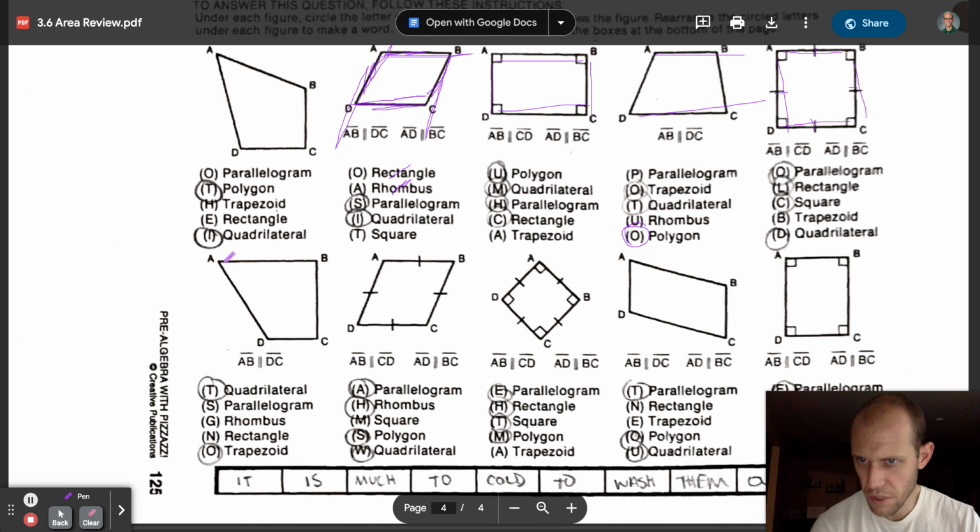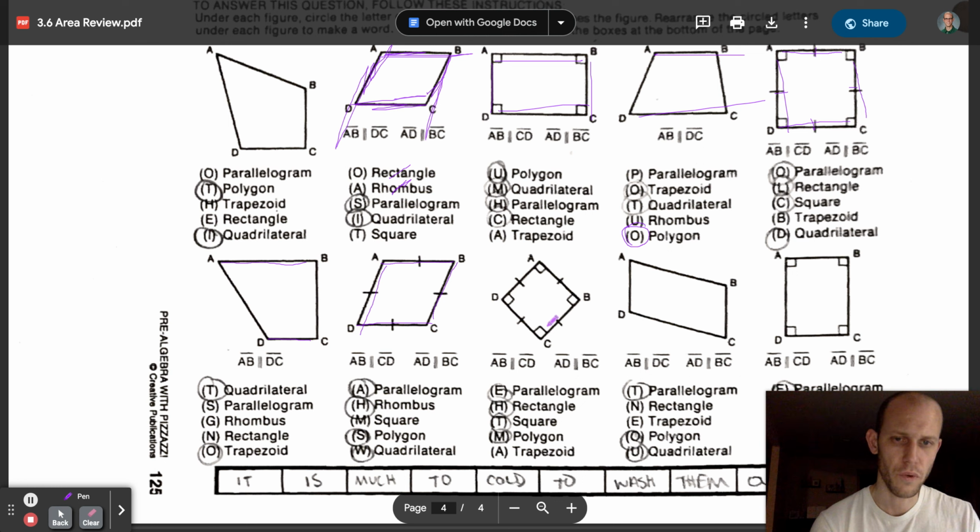This is looking like a trapezoid, and I know it is because we have one set of parallel sides. So trapezoid, but not a right angle, not all equal sides, not two sets of parallel sides, but there is four sides. This one looking like a rhombus. AB is parallel to CD, AD to BC, so parallel sides, so parallelogram. Rhombus because it's a parallelogram that has all equal sides. Not a square because there's no right angle. Polygon because there's many. Quadrilateral because there's four sides.